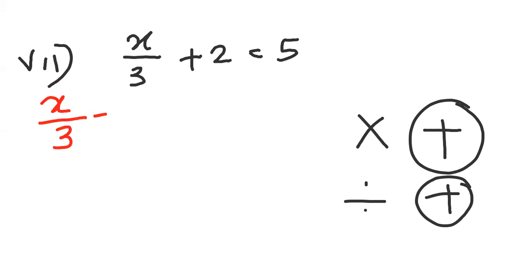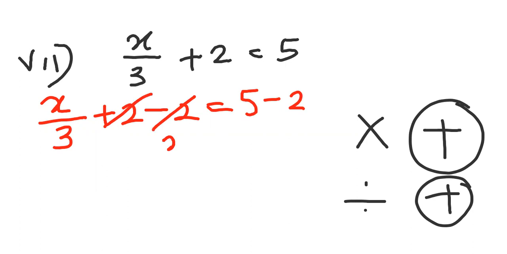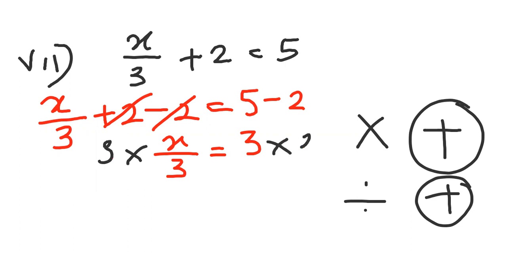X by 3 plus 2, the addition part can be removed by subtracting 2 from both the sides. Plus 2 minus 2 cancel. X by 3 equal 5 minus 2, 3. Now, I told you in the first part, if you have division, you have to multiply the unwanted term on both the sides so you can cancel it. So, x is equal to 9. Shall we check the answer? 9 put here. 9 divided by 3 is 3. 3 plus 2 is 5. So you get the correct answer over there.